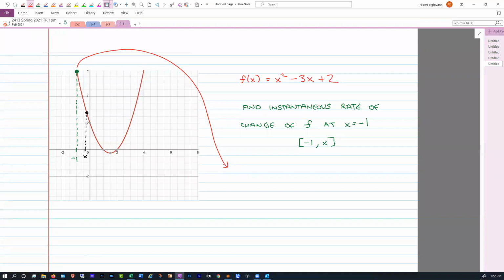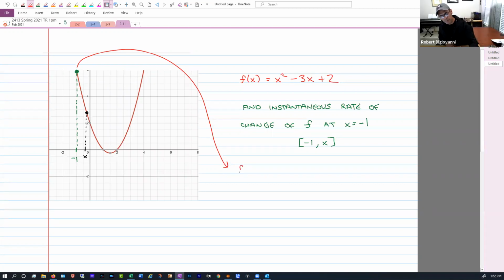Would you plug it into the formula f(x) equals x squared minus 3x plus 2? Yeah, plug what in there? -1. Yeah, -1. So let's just plug -1 in there and let's see what we get. Okay, so we plug -1 there, we square -1 minus 3 times -1 plus 2. Let's see what we get here. 1 plus 4 plus 2. We get 7. So that means we have a point, right? It's the point -1, 7.